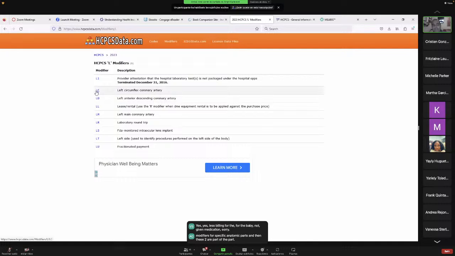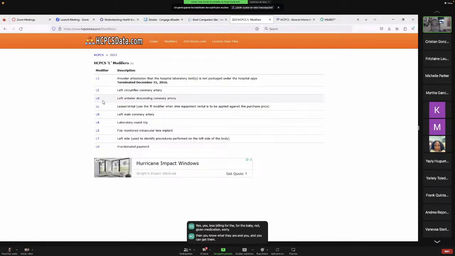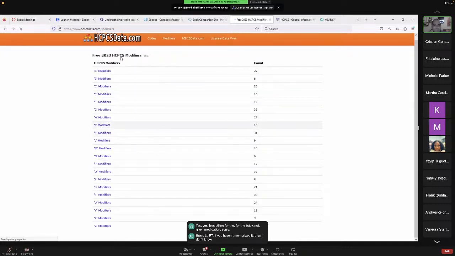So it's kind of simple if you think about it. Left circumflex, left, in this case, anterior descending. So what I'm saying with this, you don't need to memorize them. You don't have to. If somewhere says that and you need it, then you know what they are and you can get them. If you're working at a doctor's office that is a cardiologist, for example, yes, you're going to memorize left circumflex, left anterior, left main, for sure. But you don't have to memorize them. LT, RT, if you haven't memorized it yet, then I don't know what to tell you.